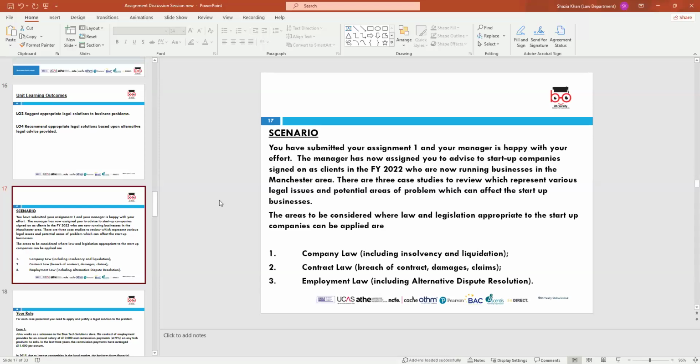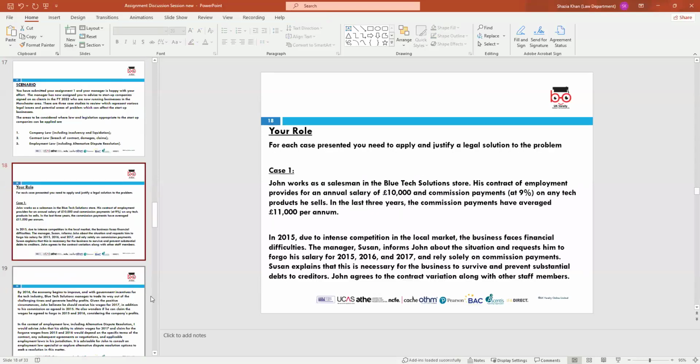There are 3 case studies to review which represent various legal issues and potential areas of problems which can affect the startup businesses. The areas to be considered where law and legislation appropriate to startup companies can be applied are: firstly, company law, including insolvency and liquidation; secondly, contract law, which will be breach of a contract or damages and claims; and thirdly, employment law, including ADR. So your role here, for each of the case studies, you need to apply and justify a legal solution. So you'll be looking at company law, contract law, employment for each one. So we'll go through the case studies.